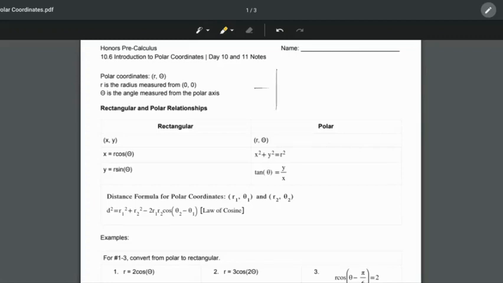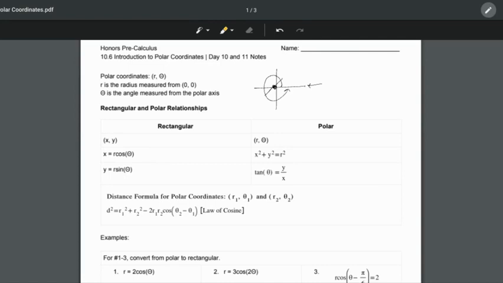Meaning, if we're looking at the axes like this, the angle is measured from here and goes in the counterclockwise direction. The radius is measured from 0, 0 and measures outwards in the positive direction this way or in the negative direction this way.